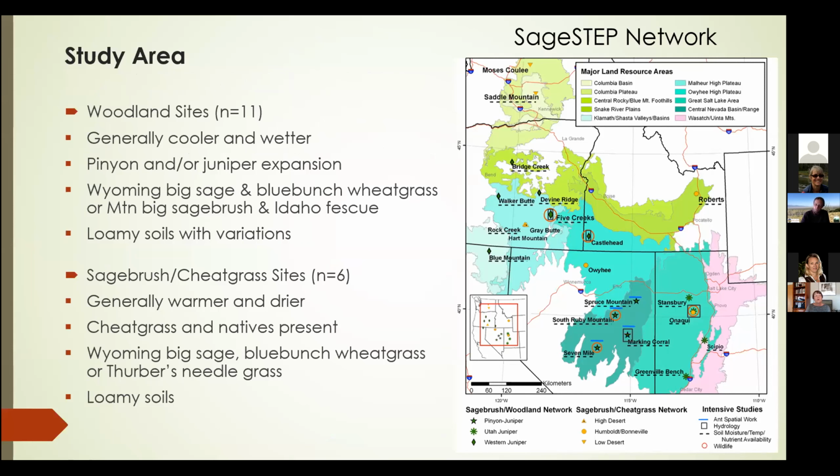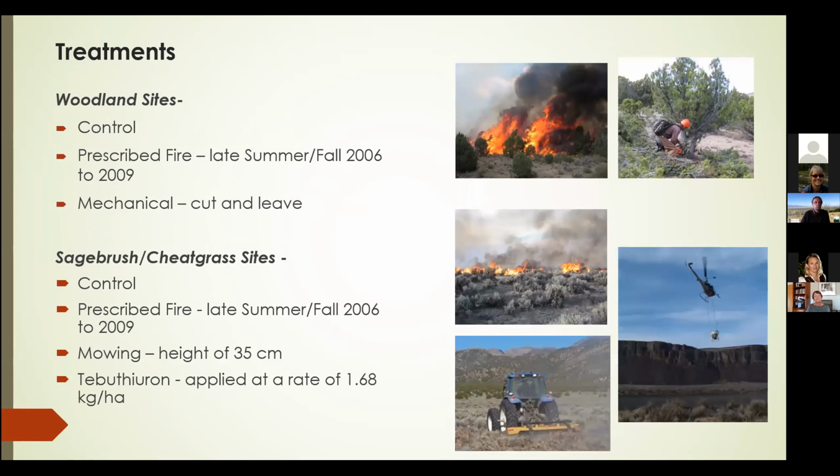In this study, we looked at both the woodland sites and the sagebrush cheatgrass sites, the sage cheat sites. What's important here is that our woodland sites typically tend to be cooler and moister. They're characterized by Wyoming big sage and bluebunch wheatgrass on some sites, and mountain big sage and Idaho fescue on other sites. The sage cheat sites are generally warmer and drier, and thus they have lower resilience and resistance. They tend to be characterized by Wyoming big sage and then bluebunch wheatgrass or Thurber's needlegrass.